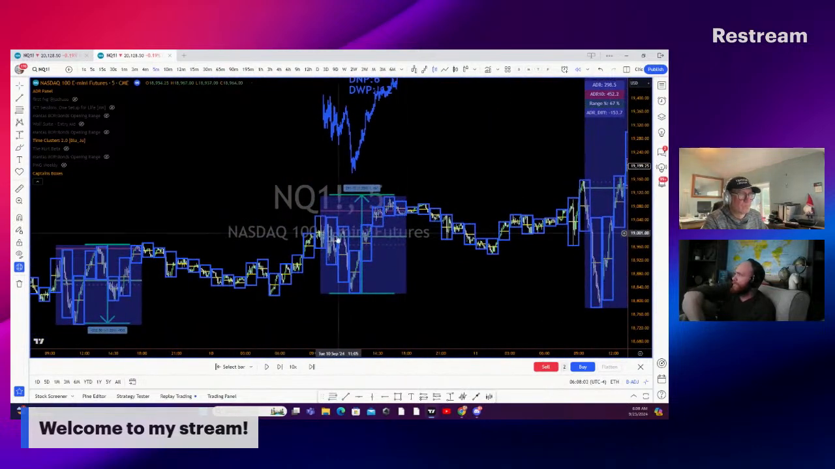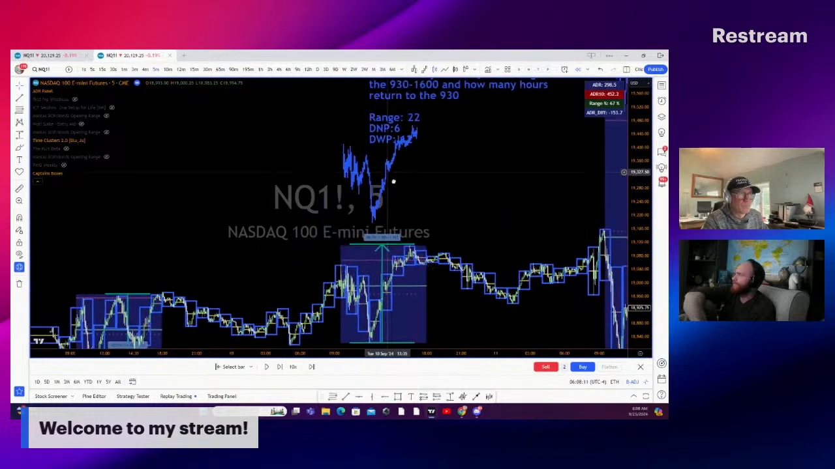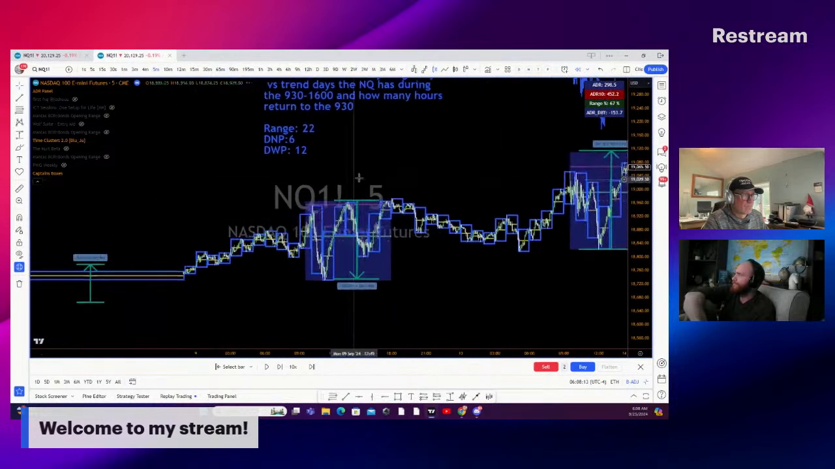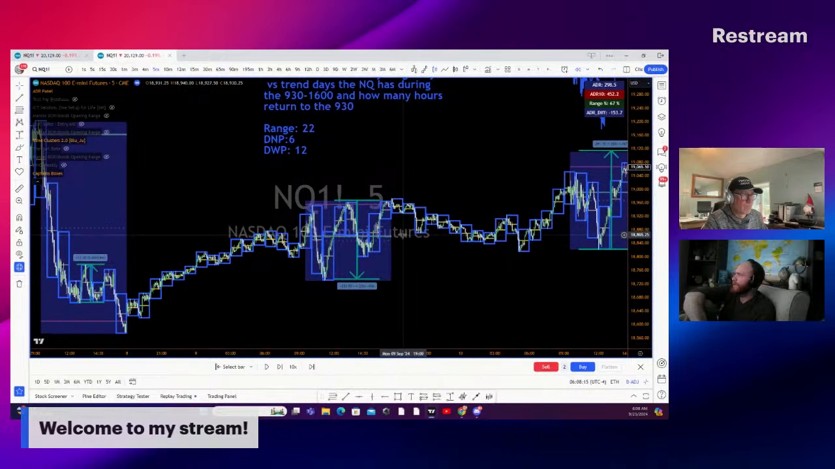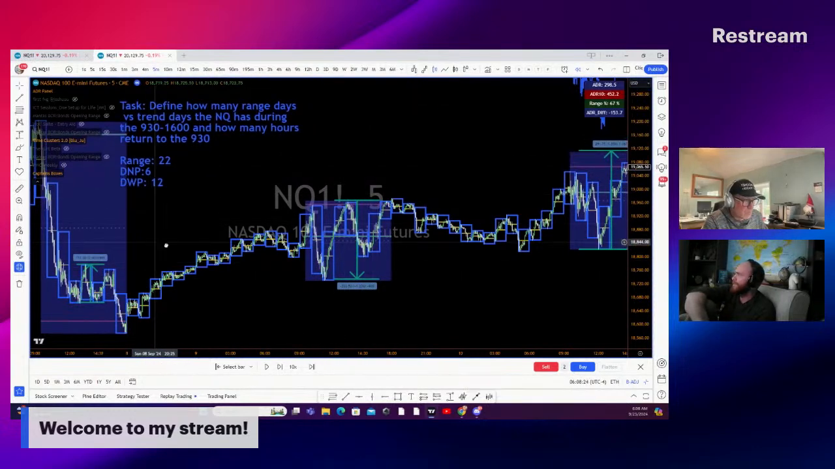All right, obviously range day right here. 1, 2, 3, 4 for the hours. Touch the 930, but we come down and then back up. Range day right here. All 7 out of the 8 hours touch the 930 price. We're over the 1% though, but it's just a reversion of the mean.